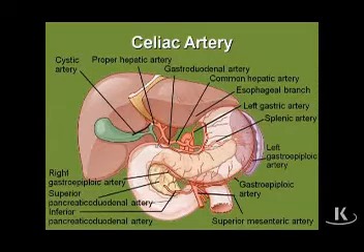And then from the right hepatic artery, typically, but not always, we have the branch to the gallbladder, called the cystic artery, which of course is surgically important for cholecystectomy surgery.